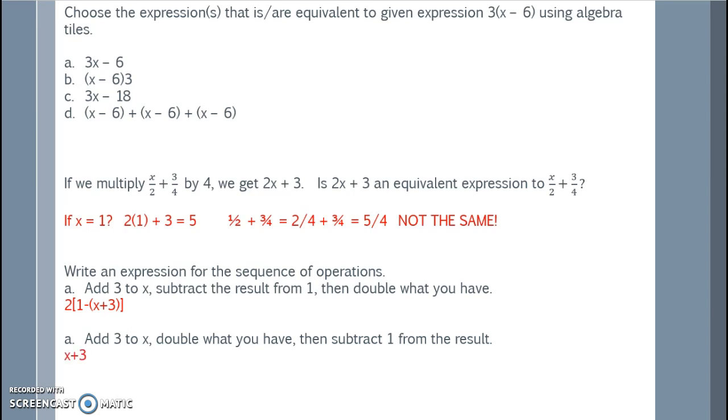Add 3 to x. So far we're starting off the same. Double what we have. Then subtract 1 from this result. So although they sound the same, they are not the same. So be careful with wording. Be careful where things go.